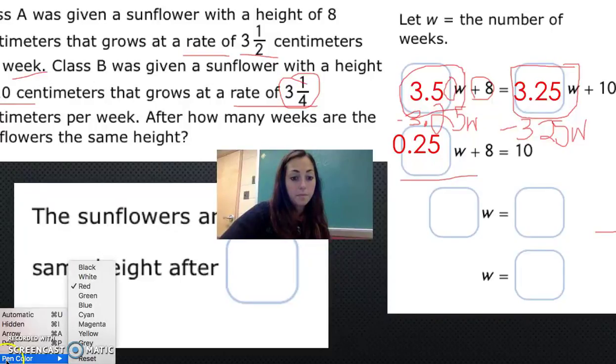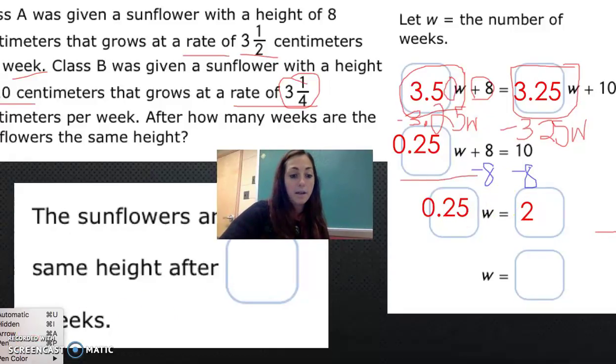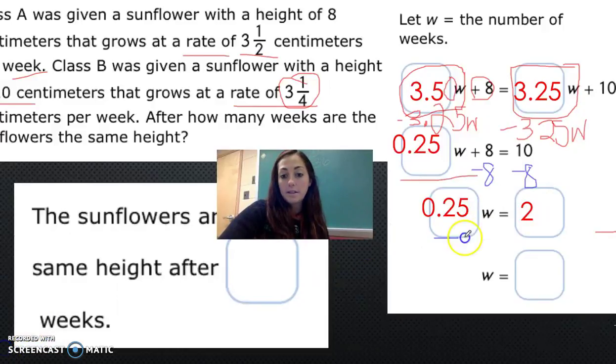So I'm going to use a different color. Then from here, I've got to get my numbers to the right side of the equation. So I undo, which is a two-step equation, by subtracting 8 from both sides. Now I have 0.25 W, 10 minus 8 is 2. And the last thing to do is to divide by that coefficient of W. So 0.25, 2 divided by 0.25.